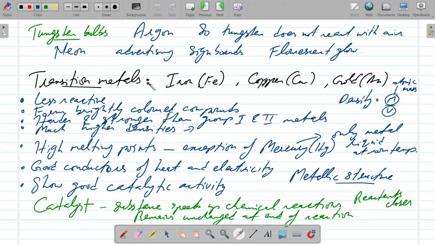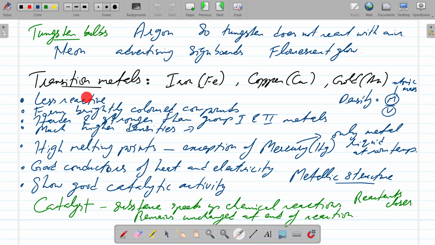Then you've got transition metals. That's a chunk of metals between group 2 and 3, and they include metals such as iron, copper, gold, silver, tin, chromium, lead.